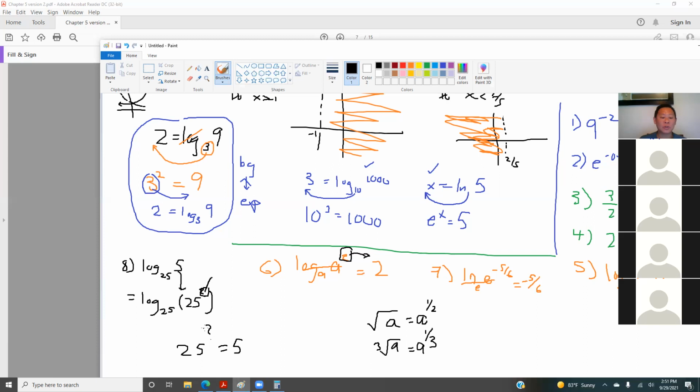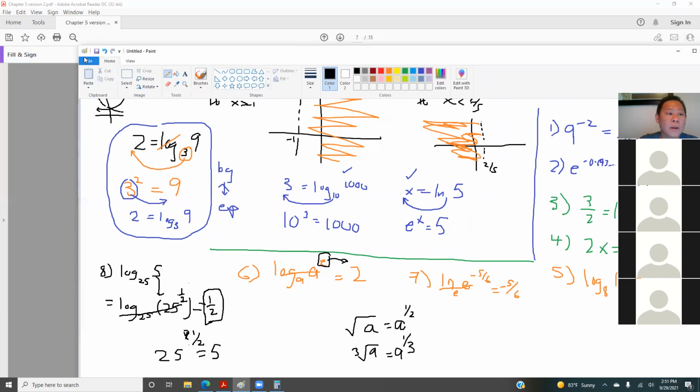So this actually is 1/2. To write this, it is actually 25 to the power of 1/2. Can someone tell me what is log 25 of 25 to the 1/2? This will cancel out. So what you get is what? 1/2. So make sure you guys know a little bit of exponent rules here. You can write a root in the exponent form. So that's how we do this kind of question.